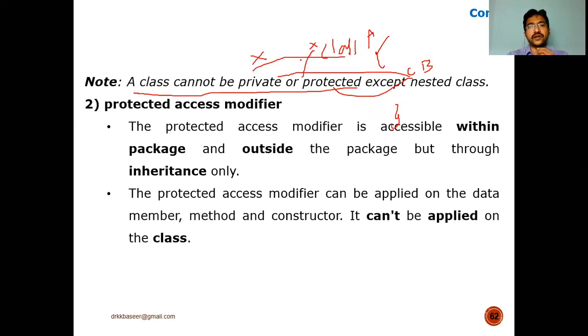Please remember that point. Unless that class is a nested class, you can't declare it as private or protected. If it is not a nested class, that outer class must be public. By default, it is public. A class is public only, right? So now the protected access specifier, the second one.